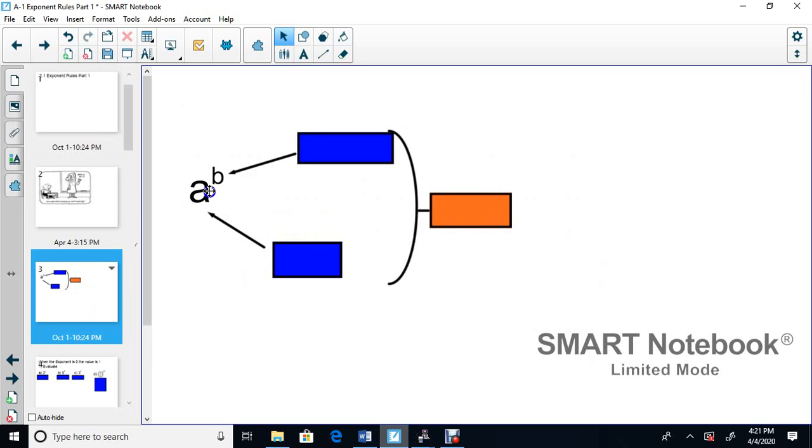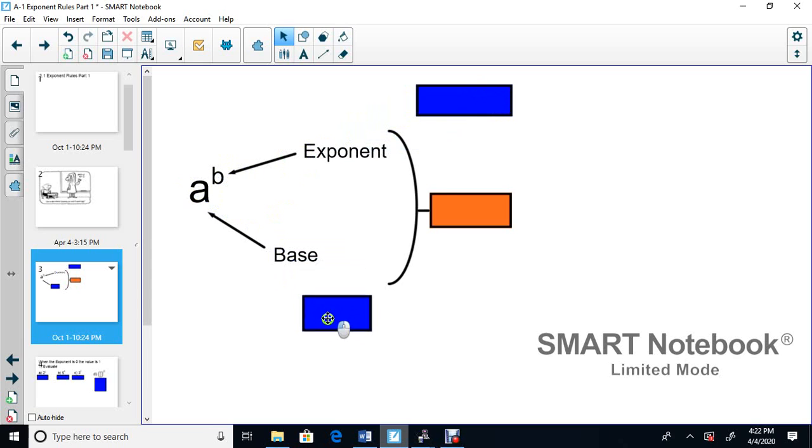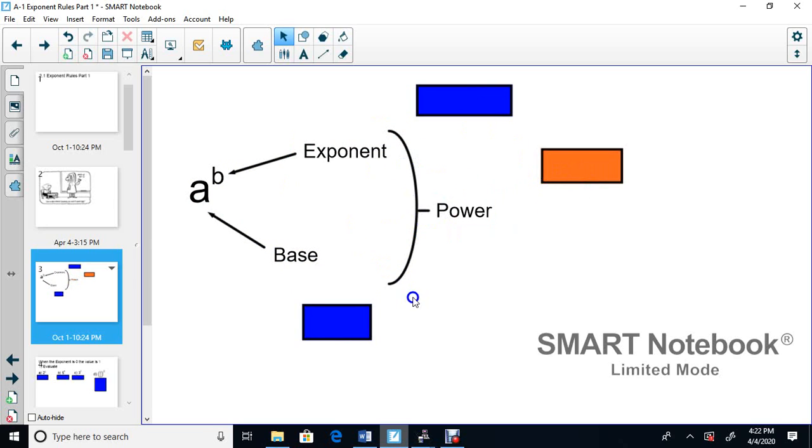Okay, so now we're going to move on. First, we've got a to the power of b, and you should have this on the worksheet. The b up here is known as the exponent, so you can point an arrow to it and say exponent. The a here is the base. This whole thing together is known as a power. On your sheet, you can label it similarly to this. If you need more time, just pause the video.